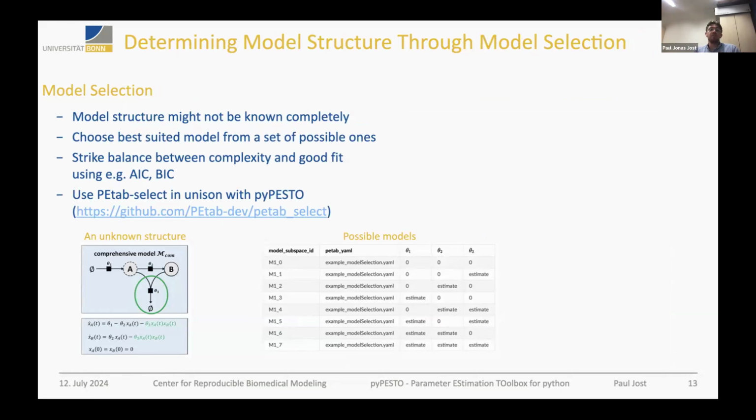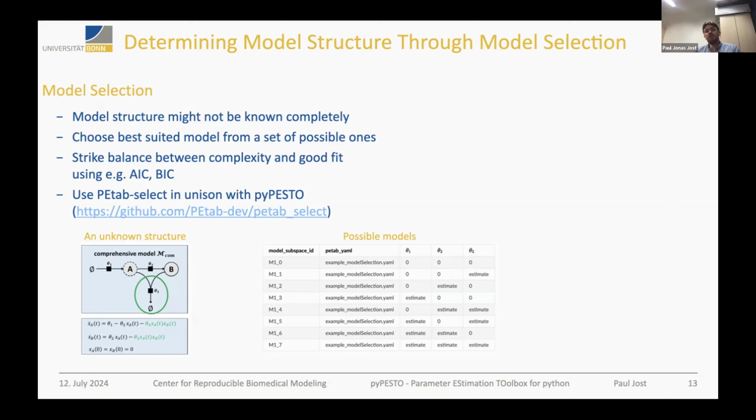Model selection is to determine model structure. Again, why would we want to do this? Usually it is the case that we don't know the model structure completely. This might be because there are a multitude of options already available, or even if there is only one option available, this option is not sufficient. So we have to create new options.